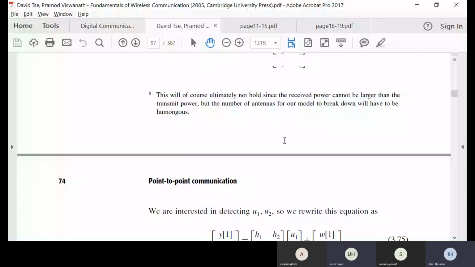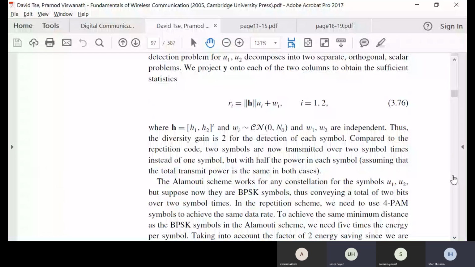Now we will be comparing this scheme with other schemes. First of all, we try to compare this with the repetition code. In the LMOT scheme, you are sending two symbols over two symbol times, compared to the repetition code, where you were sending actually one symbol in two symbol times.